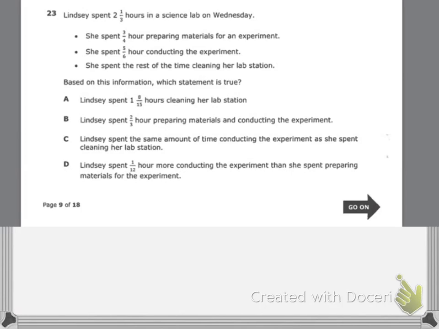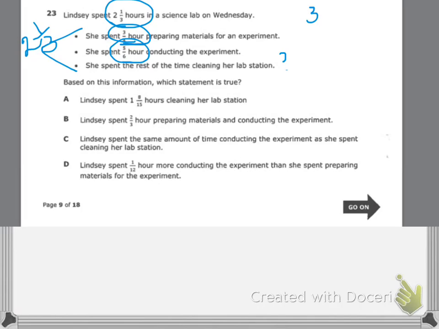Now, before we look at the answer choices, let's go back and make sure we understand the problem. She spent this much time in the lab, 2 1/3 hours. During that time, all of these things happened. She spent 3/4 of an hour preparing the materials, 5/6 of an hour conducting the experiment, and the rest of the time, which we don't know, cleaning. But we do know that all three of these events made up 2 1/3 hours. So when we figure out what this is, then we can go to answering the question.